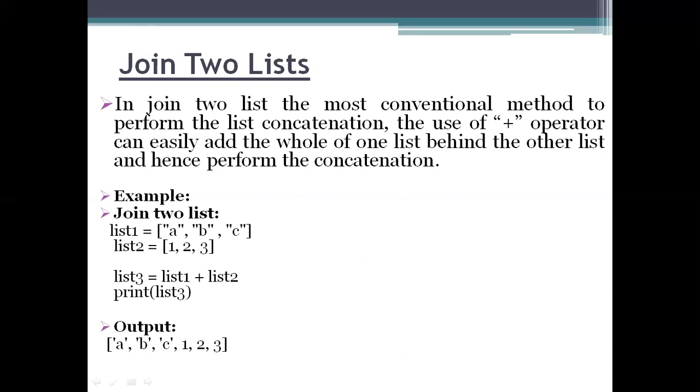For that, we take another statement, list 3. In that, we add list 1 and list 2 with the help of the plus operator. Then we print list 3. The output will come: A, B, C and 1, 2, 3. It means that the two lists are joined one behind the other, and it performs concatenation.